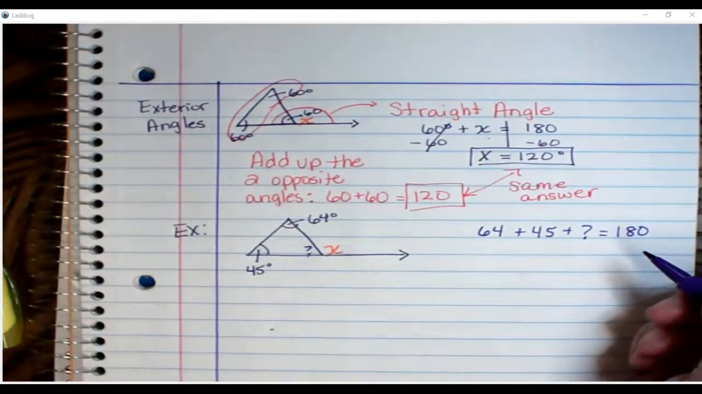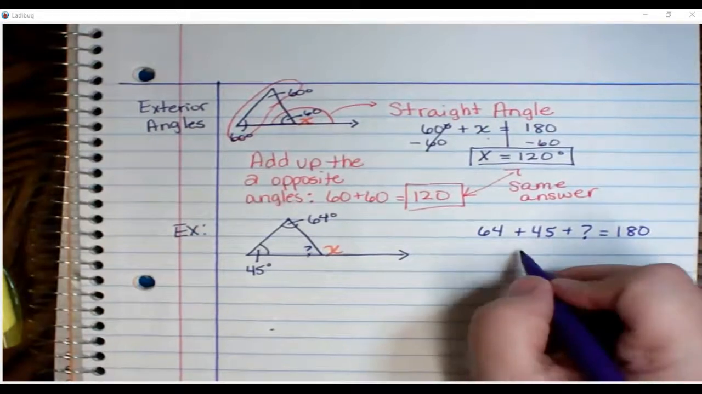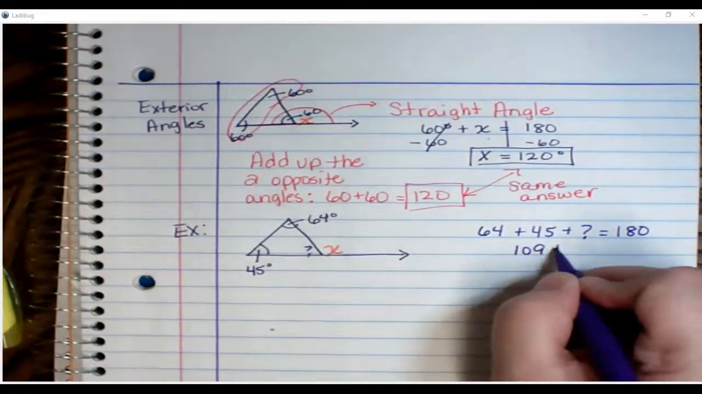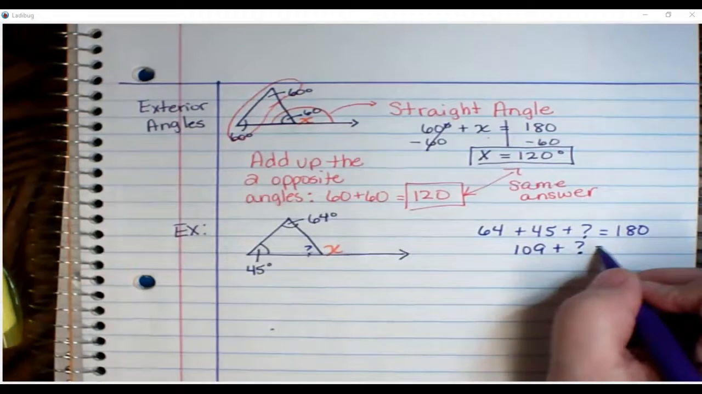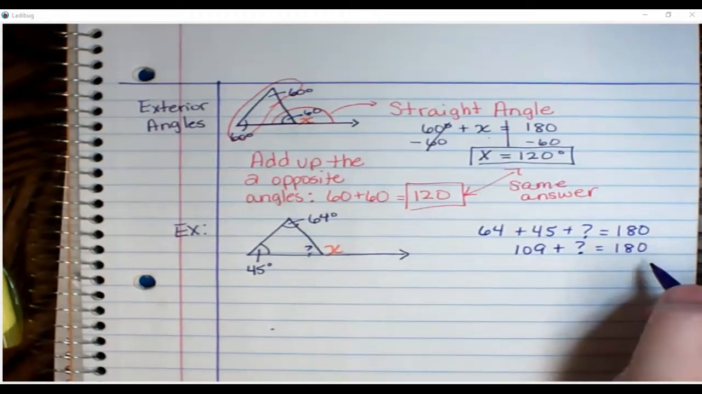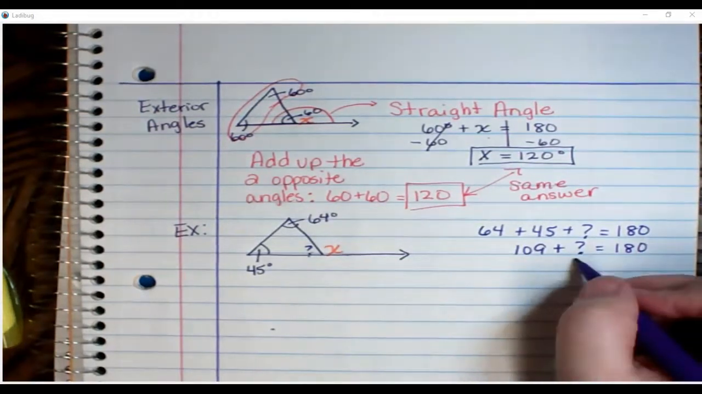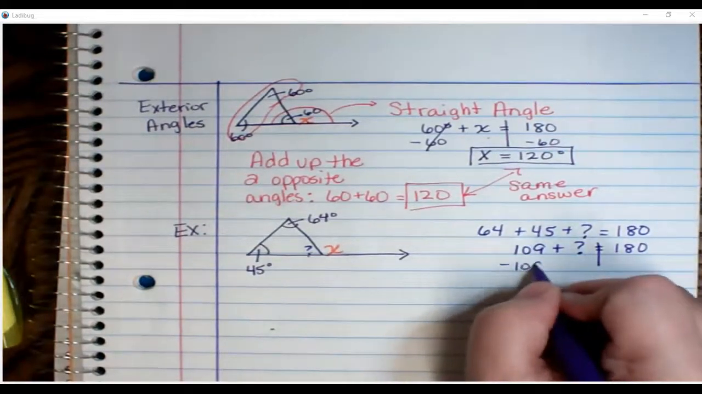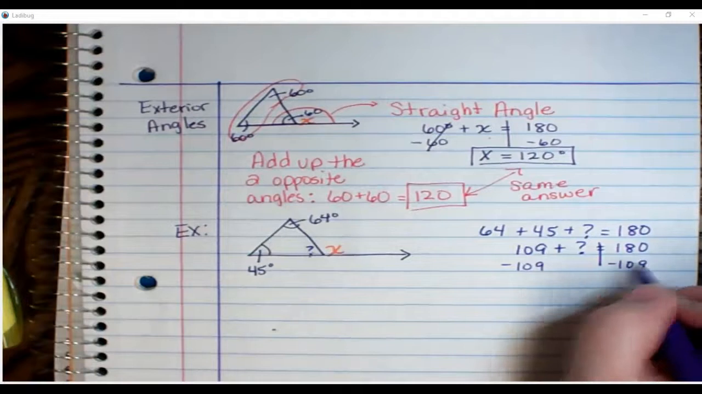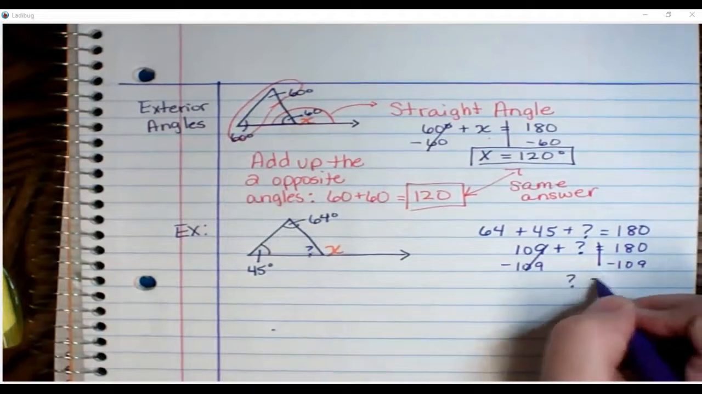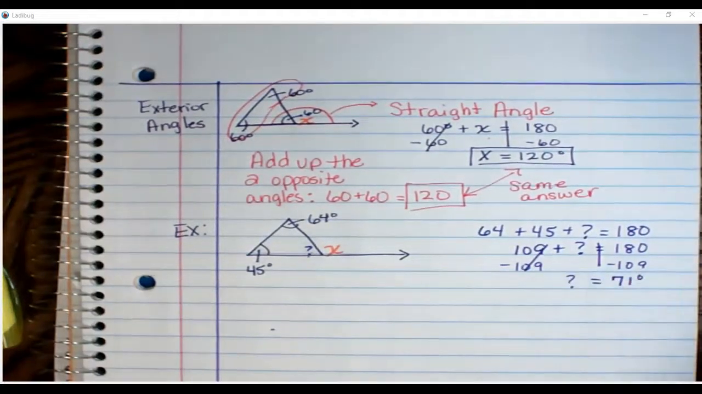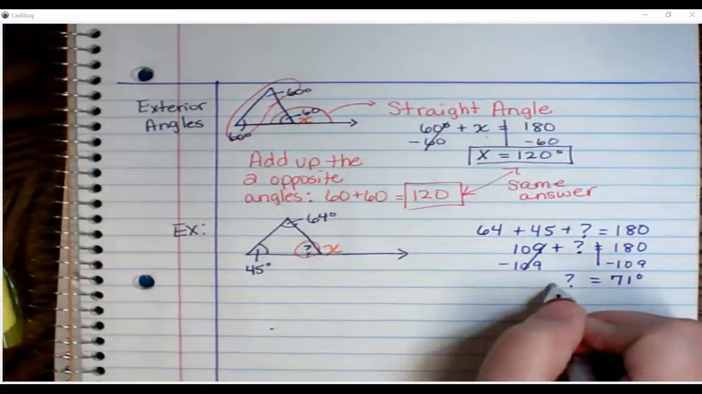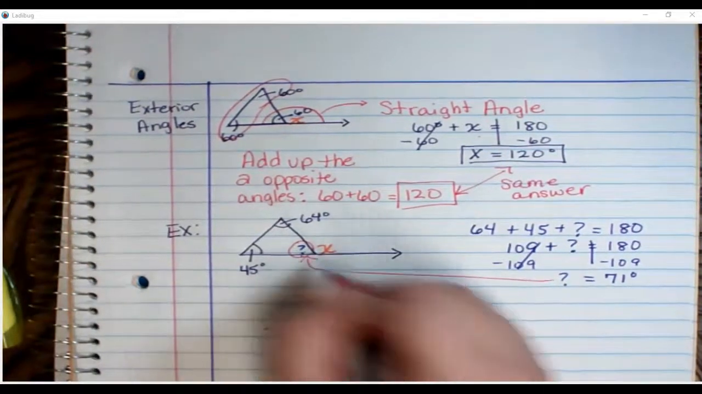Same thing. So 64 plus 45 is 109, plus that missing angle equals 180. I need to get that missing angle by itself, so I need to subtract 109 from both sides. So that missing angle is equal to 71 degrees. That means that missing angle right there is 71 degrees.